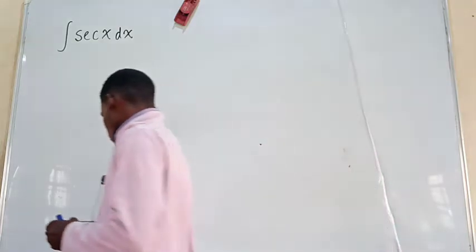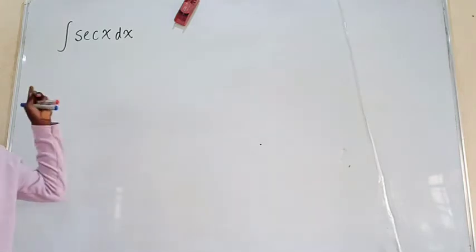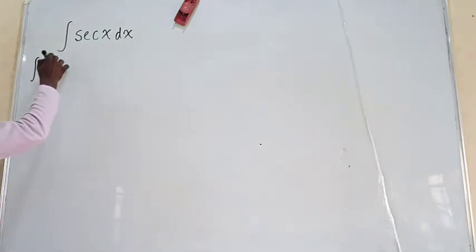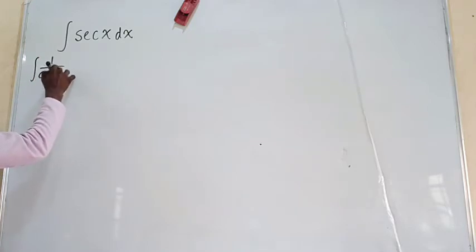Now, we know that secant x is the same thing as 1 over cosine of x. So I would like to rewrite this as the antiderivative of 1 over cosine of x, and I put down the dx like this.